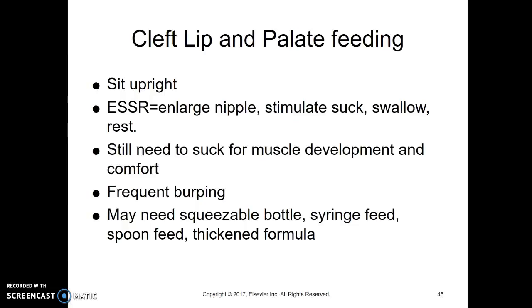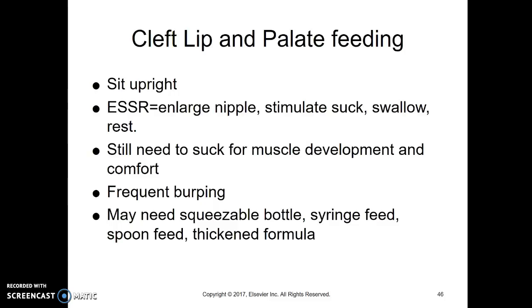You can imagine anything that goes in the mouth, if the tongue is pushing up, which is the normal action of sucking, it pushes it right up into the nose. So we've got to be careful with feeding. We're trying to get formula as far back in the mouth as we can so it doesn't go up into the nose, and they're at high risk for aspiration.